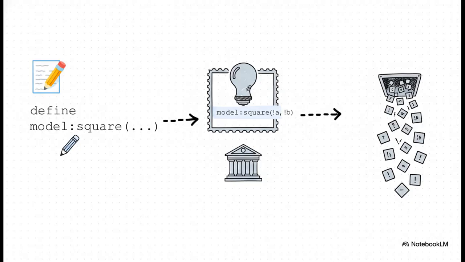And it is crucial to understand the difference here. Define model, that's the blueprint, the architect's drawing. It's just an abstract idea. But applying the model Square, !A, !B, that's like actually constructing the building. We take the abstract concept and apply it to our real instances to generate a real shape, and you can use that one blueprint to build thousands of different squares.